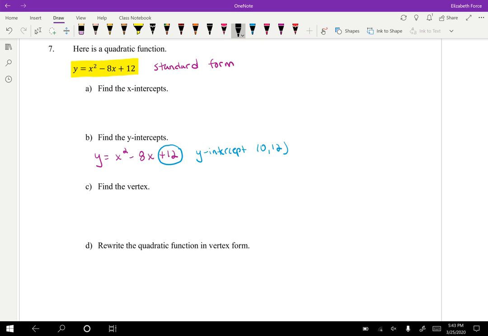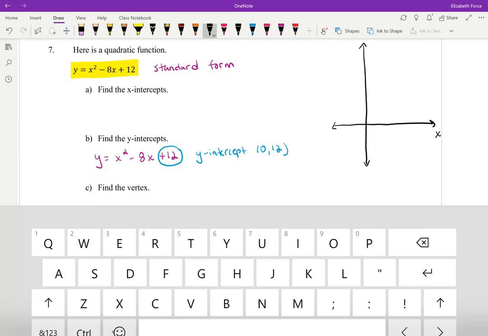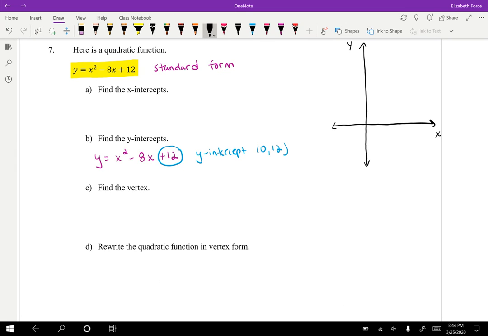With every one of these problems, I like to make a visual just so we can put it all together. So I'm going to make my y-axis, and I'm going to make an x-axis. And I know that my parabola is crossing at (0, 12). So I don't have to make 12 lines. I just know it's somewhere up here high at 12.